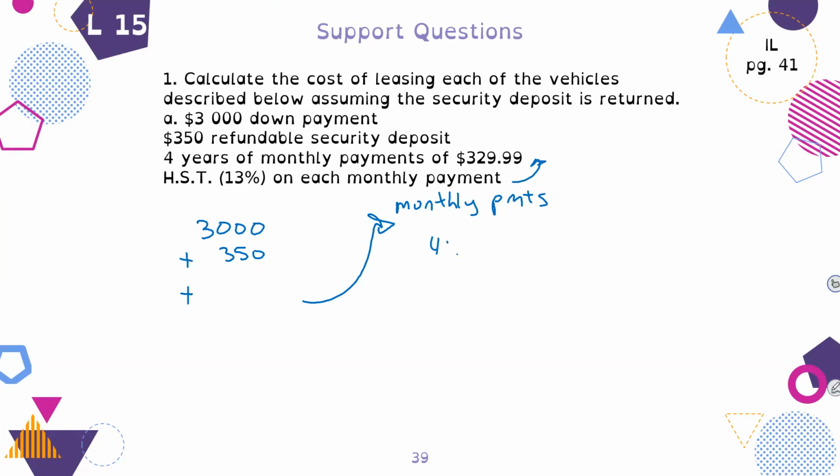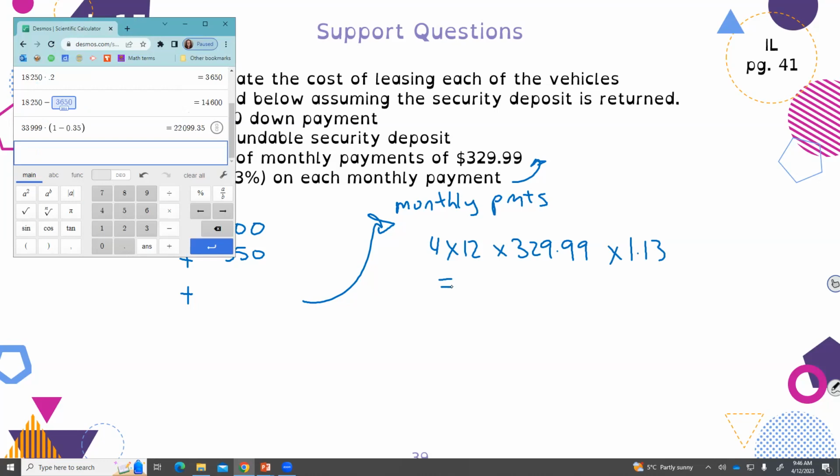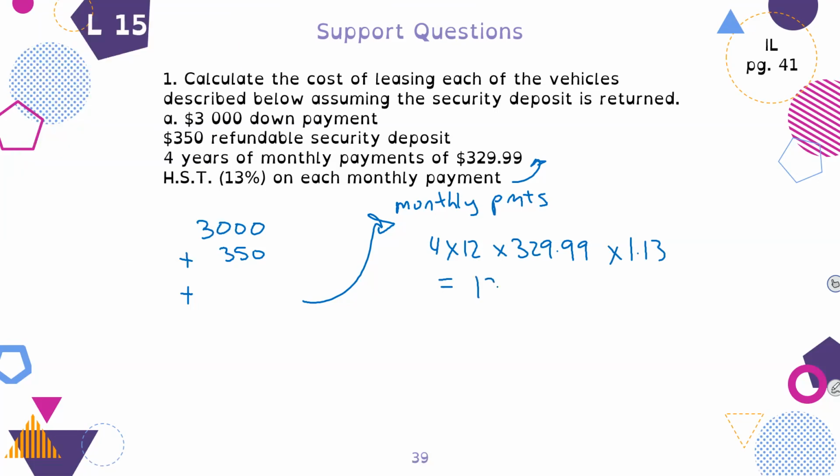So that means we need to do 4 times 12 because they're monthly payments. So there's 48 of them in total times $329.99. And then we can multiply that by 1.13 to get the total amount plus the tax. Again, you could do this in more steps and that's totally fine. I'm doing it all in one step just for the sake of time. So that is $17,898.66. That is how much we paid in monthly payments over the 4 years.